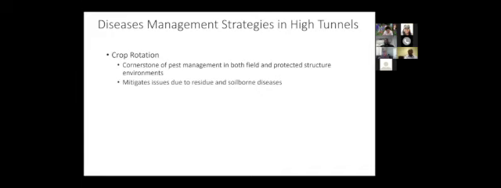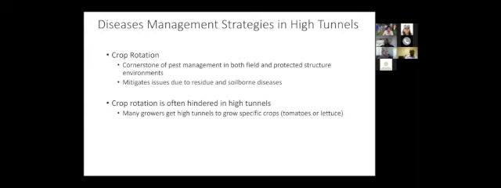What they know is that there are latent diseases in the soil that every year are just going to decrease your yield over time. And it's at a heightened risk when we're talking about growing in a very finite space that you're not going to be able to move around very easily. And when you rotate these crops, you're going to mitigate issues due to residue and soil-borne diseases. And what we find is it's just very often hindered in high tunnels.